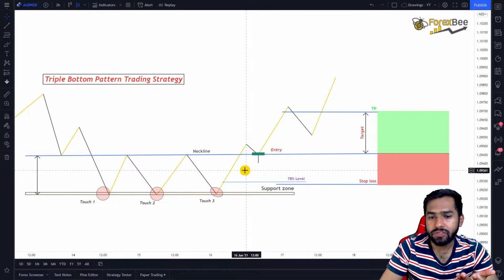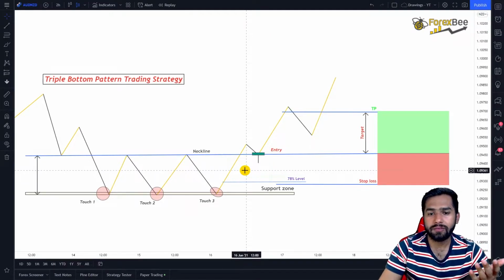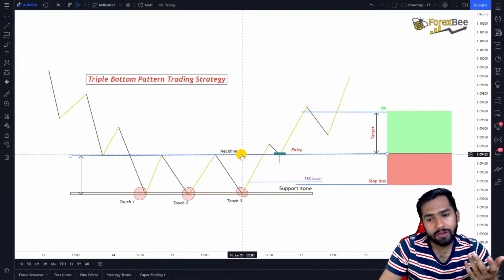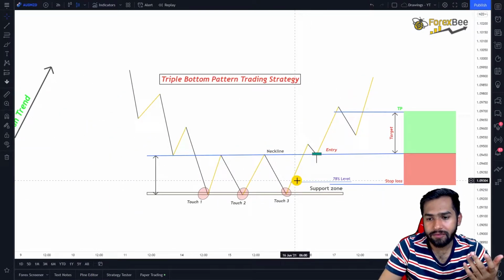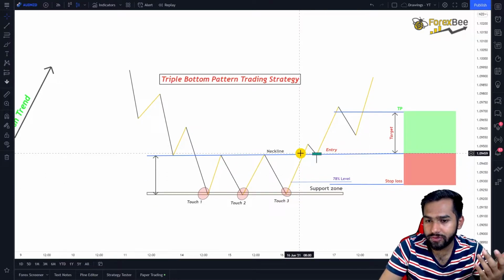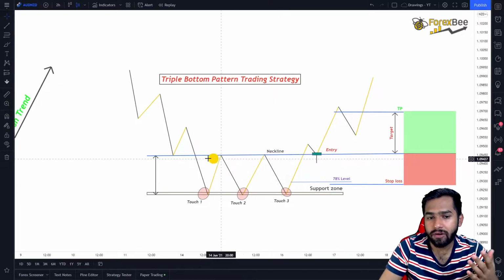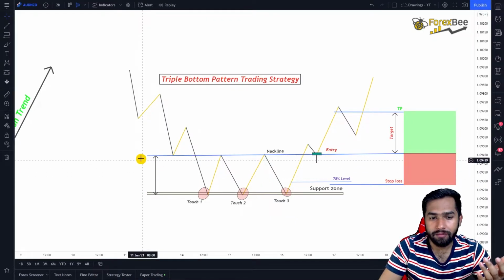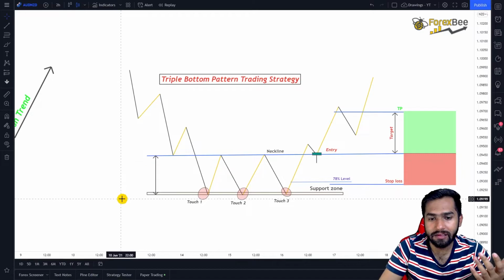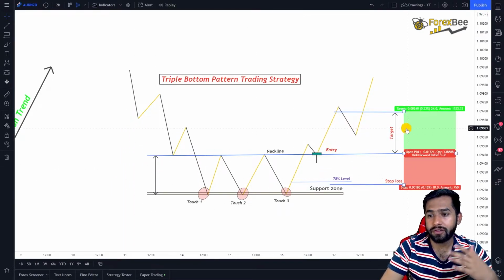There are two ways to trade this. The first one is you can open a trade as soon as the price breaks out this neckline on the third swing, and then what we can do is put our stop loss at 78% of the Fibonacci retracement of the third swing, and our take profit level would be the maximum distance or maximum number of pips that are between this neckline and this support zone. So that would be our target take profit.